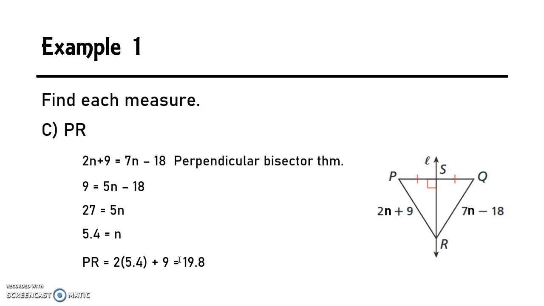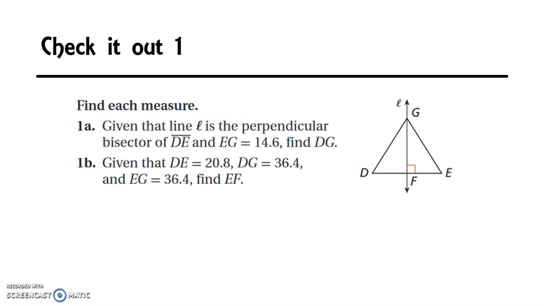So we get this. PR is 2 times 5.4 plus 9, which is 19.8. And that's the answer for this question. Now, on your response doc for this lesson, you have some check it out questions to do. So here they are. They want you to find each measure.